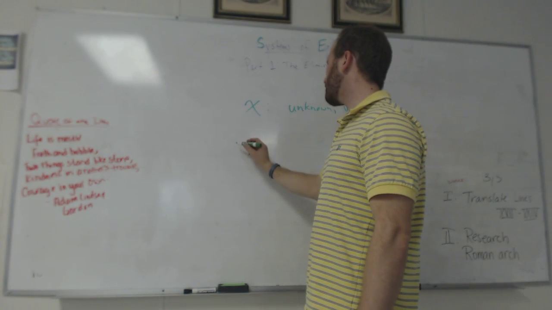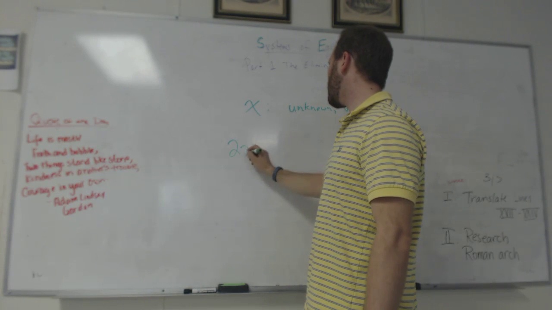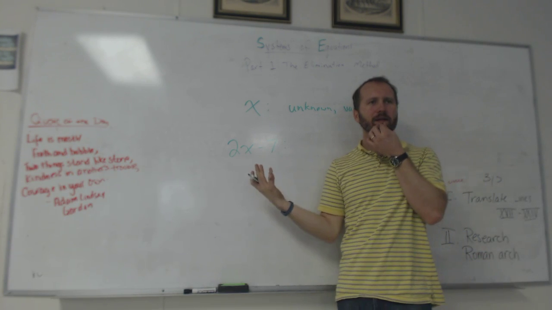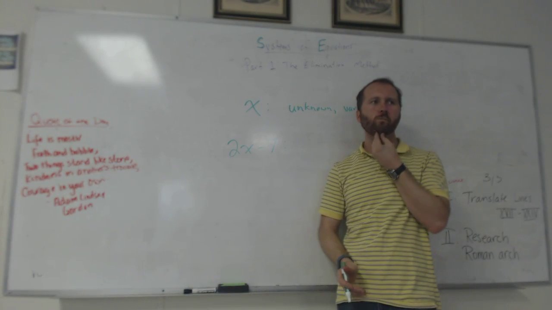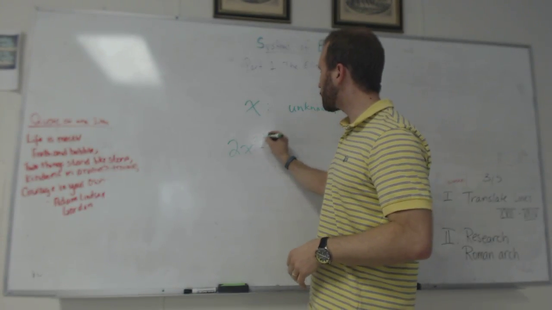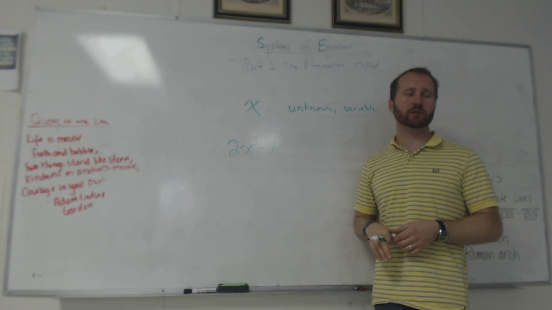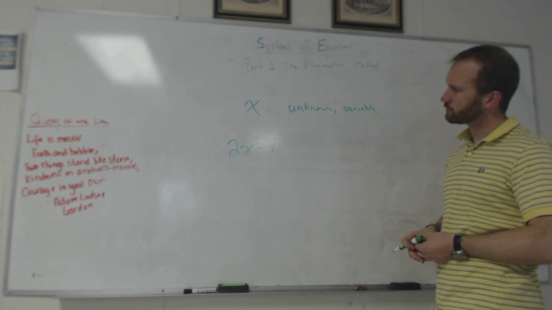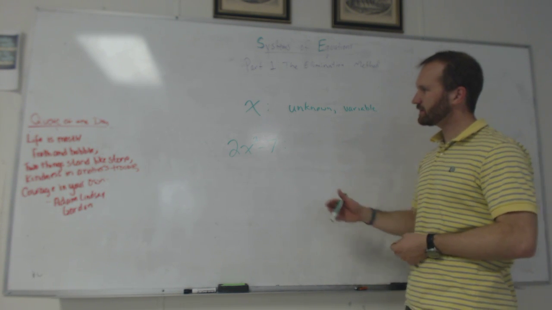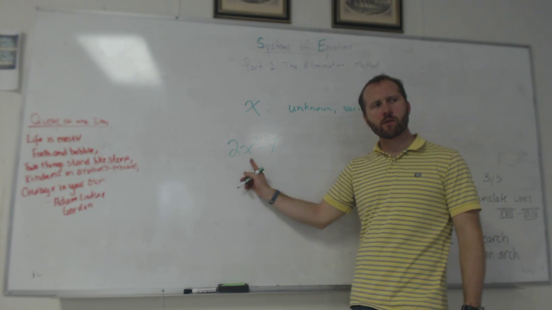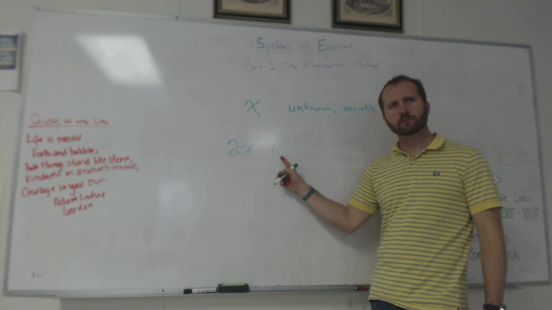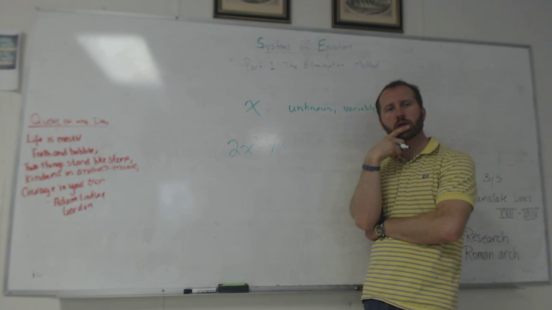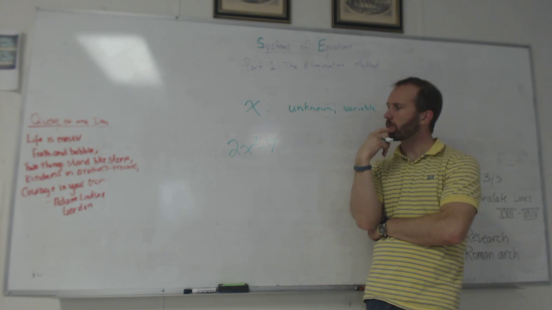What if we have something like this? 2x minus 7. What do we call that altogether? Maybe actually 2x squared minus 7, since we just did exponents. Is this an equation? What's missing? Why can't it be an equation? X is there.